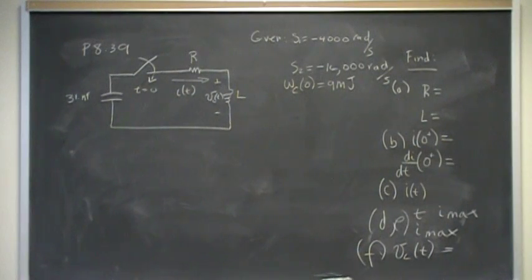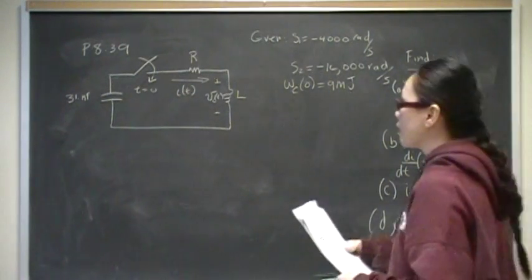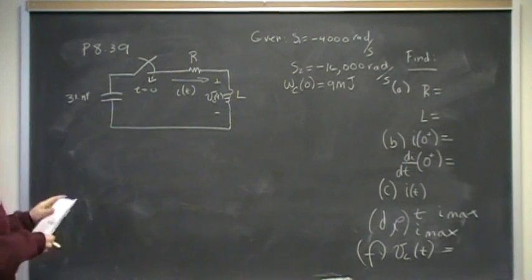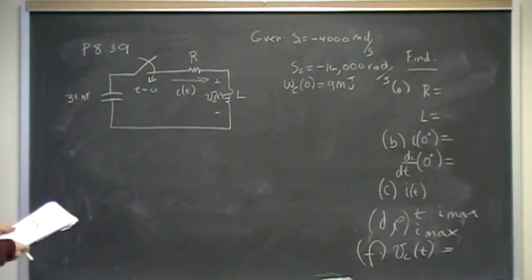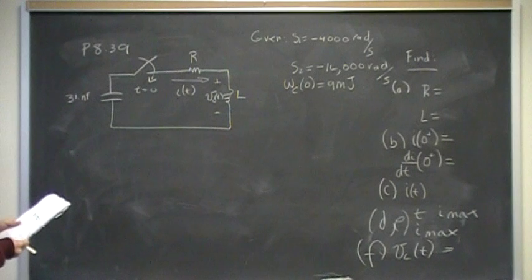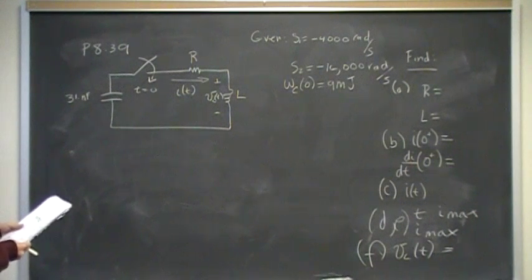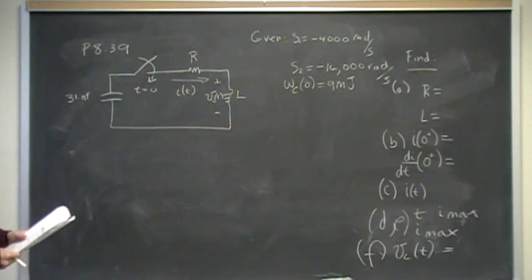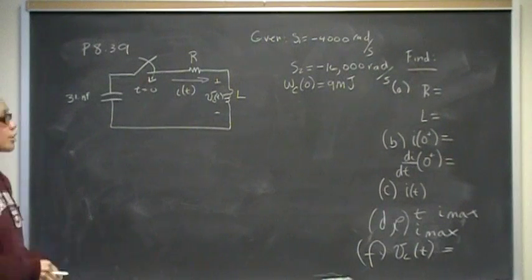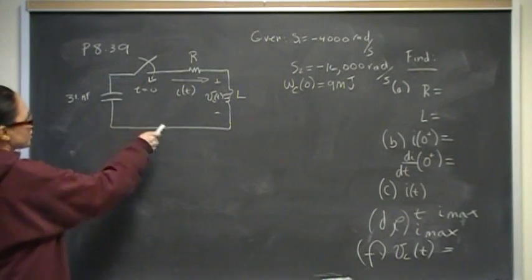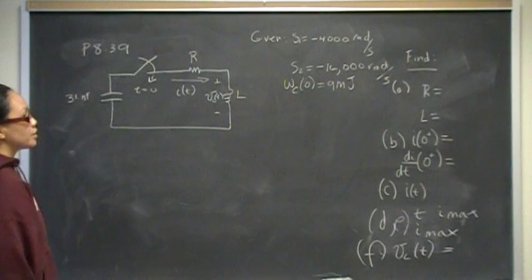Okay, you guys, this is a long one. This is chapter 8, section 4, problem number 39, and it is about natural and step response for a series RLC circuit. So we have a series RLC circuit. The switch is open before time 0.